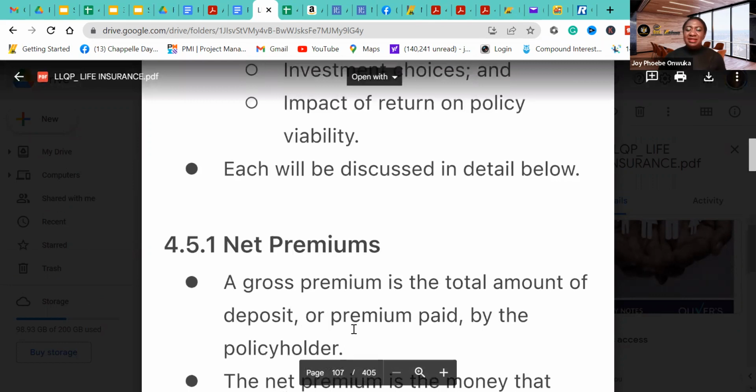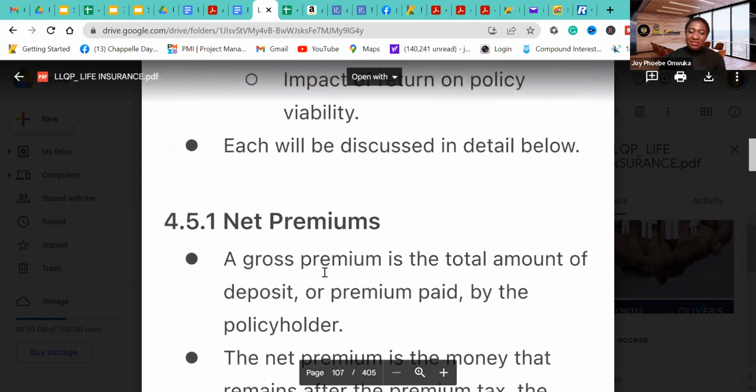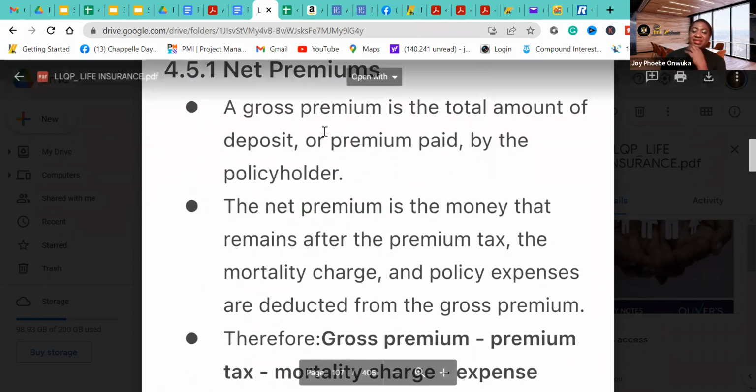All right. Now, net premium. A gross premium is the total amount of deposit or premium paid by the policyholder. So that is the net premium, right? That is a gross premium.